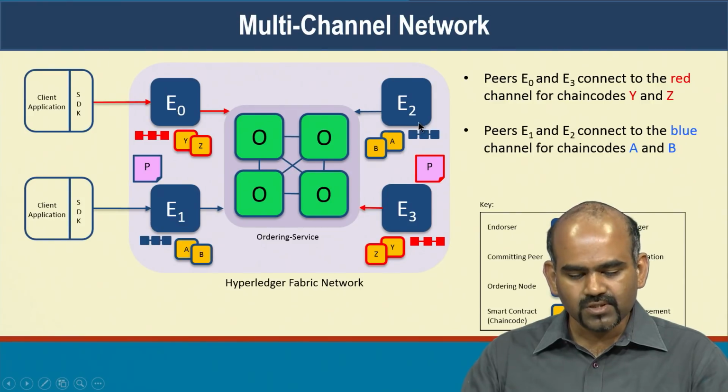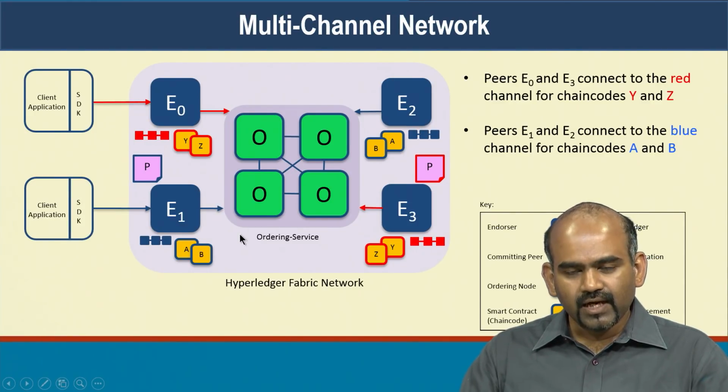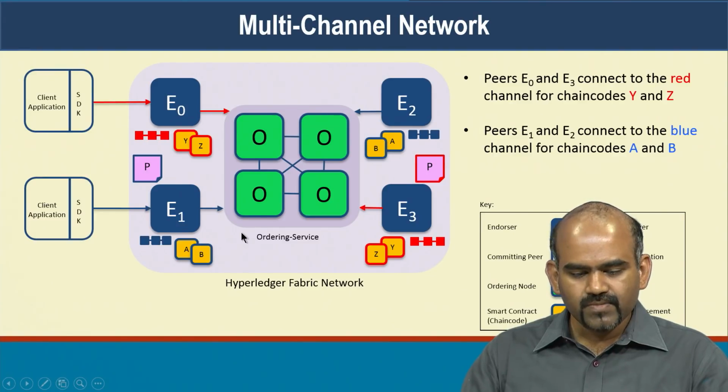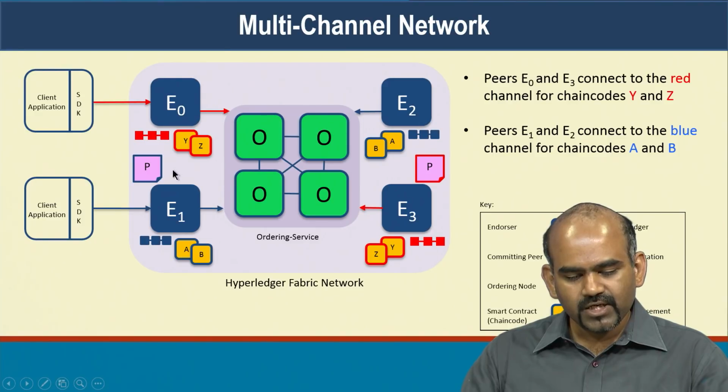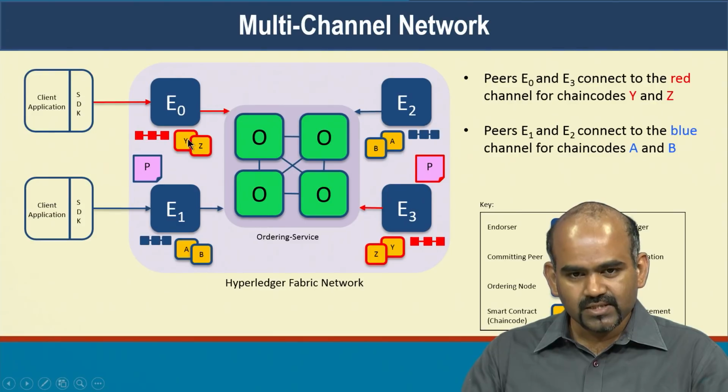So that is also possible, in which case E1 has knowledge of both the red and the blue channel. And the other important thing that I missed mentioning is the fact that this particular chain code has been instantiated on all the nodes in the channel. So in the red channel, chain codes Y and Z have been instantiated.